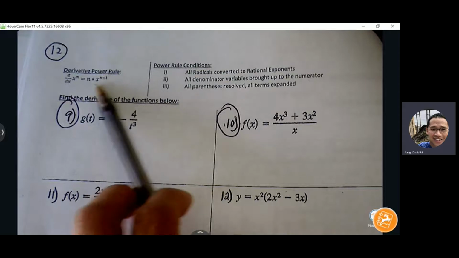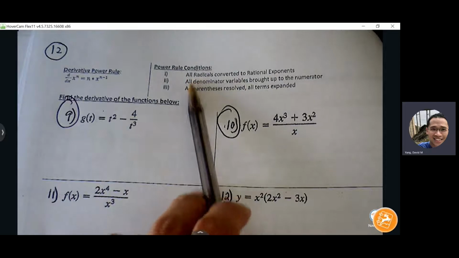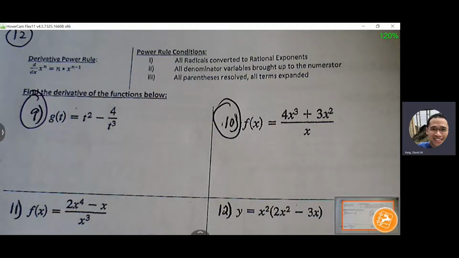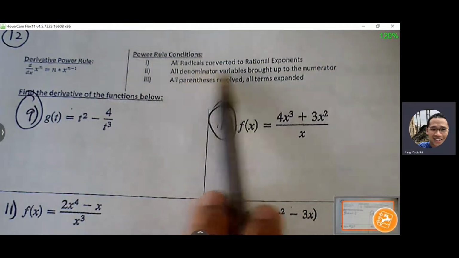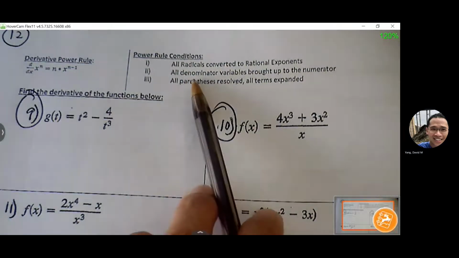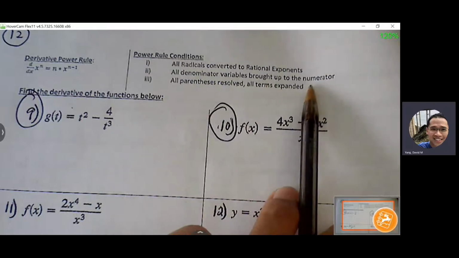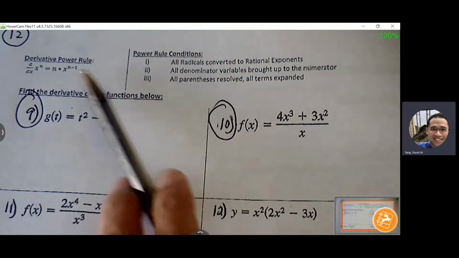This is going to be the derivative rule that you're going to use more often than any other derivative rule, but it does come with its conditions. It's very easy to use it incorrectly and therefore arrive at the incorrect derivative. First, make sure that you're converting your radicals to rational exponents. It allows you to see that numeric value a lot more clearly. And second, make sure that your denominator variables are brought up to the numerator before you apply power rule. If you try to do power rule with a variable in the denominator, it's just not going to work.